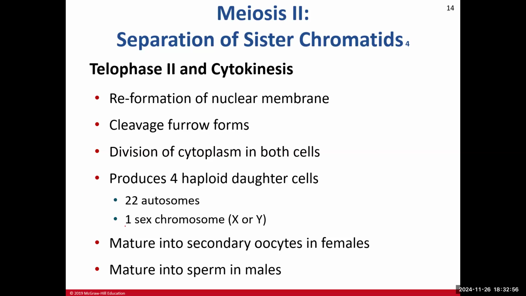So that's why, and again, I'm not going to really cover it too much: your 22 autosomes and your one other chromosome is the sex chromosome, which is the X or Y, determining whether you're going to be male or female. At the end of this, we're going to see these haploid cells. Females are going to eventually give us the secondary oocyte, which is commonly referred to as the egg. And finally, the spermatids, or the sperm, in males.